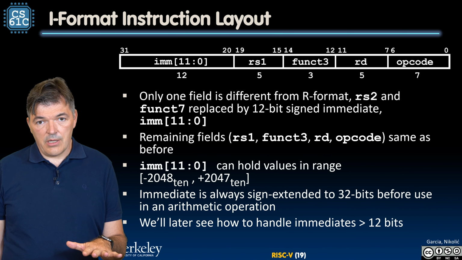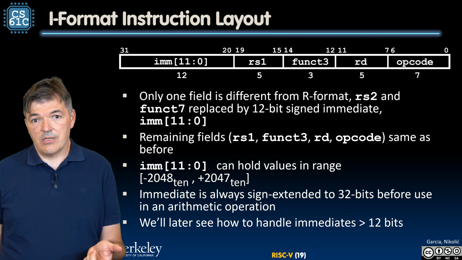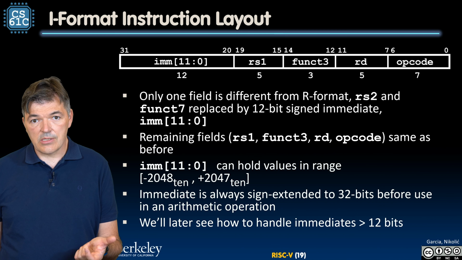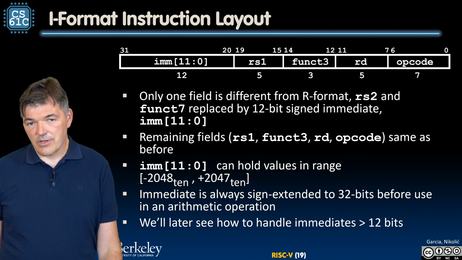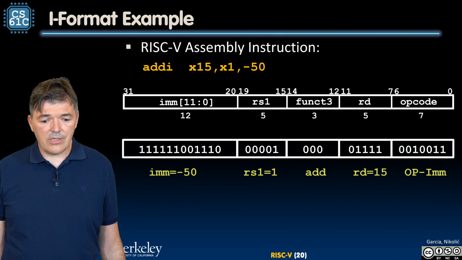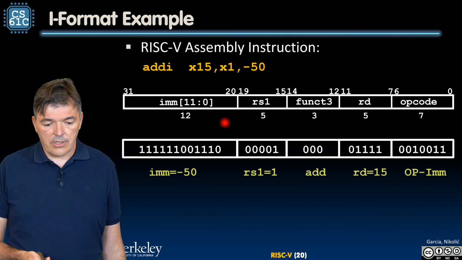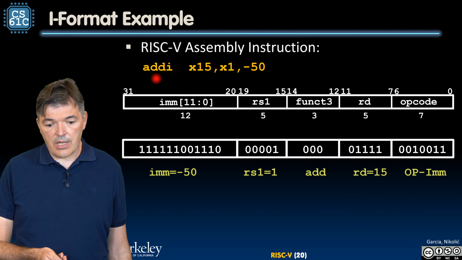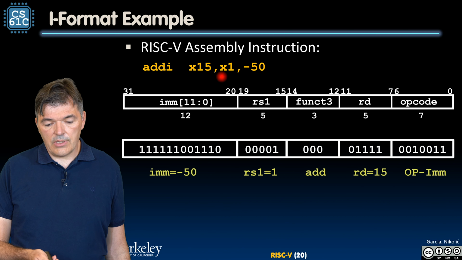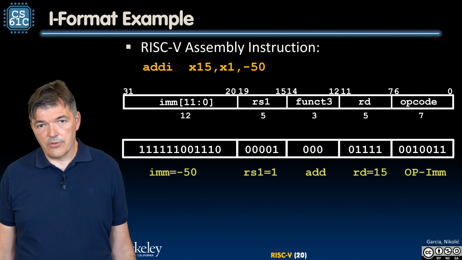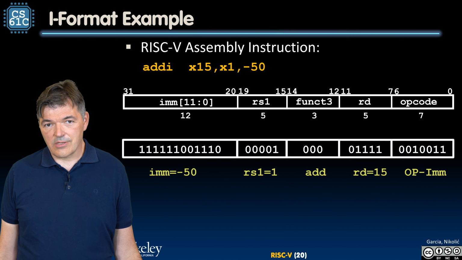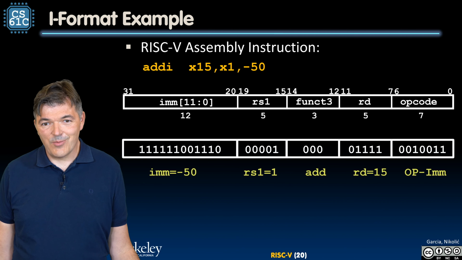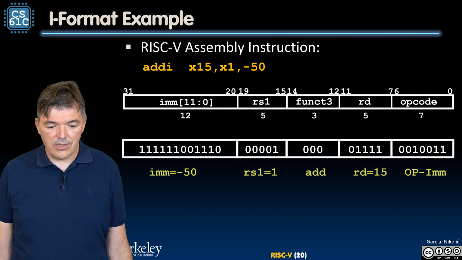Keep in mind that sometimes we'll need a wider range than 12 bits of immediates, and we'll see later that we'll use another instruction to cover that. Let's take a look at an example for the I-format. So let's take a look at an assembly instruction, add immediate x15 x1 minus 50, which takes the value from the register x1, adds minus 50 and stores it in x15.